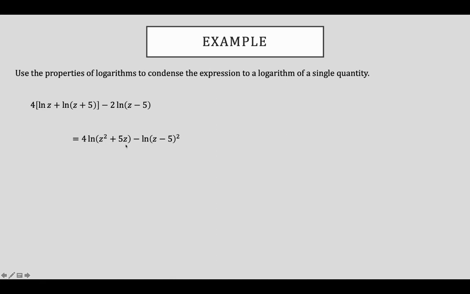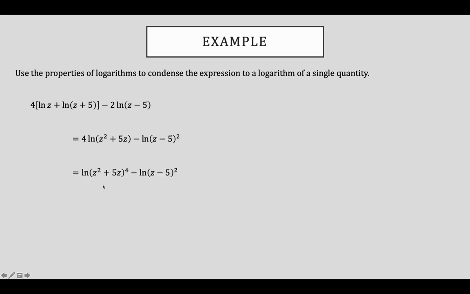That's z squared plus 5z minus the natural log of z minus 5 quantity squared. All right, two logs now connected by subtraction. We definitely want to use the quotient property, but before we use the quotient property, we need to make any of the coefficients 1 or negative 1. So what do we need to do with this 4? Use the power property first to bring that into the exponent.